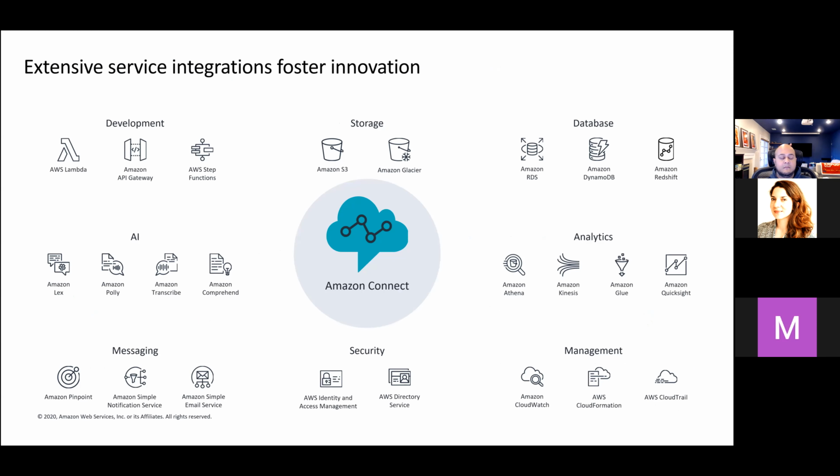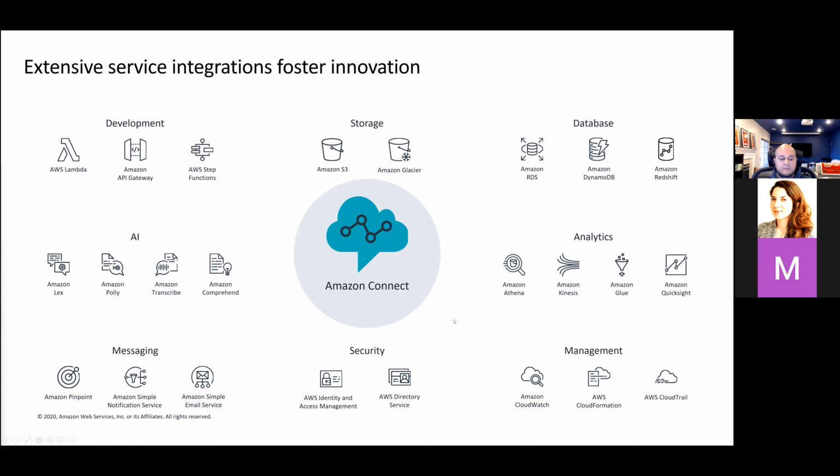So Amazon Connect is not alone, right? As you know, AWS has close to 200 plus services in its portfolio. We have ensured that Amazon Connect can connect to quite a number of services to extend its capabilities. I'll give you a few examples. Amazon Connect integrates with Identity and Access Management and Directory Service for authentication and authorization.